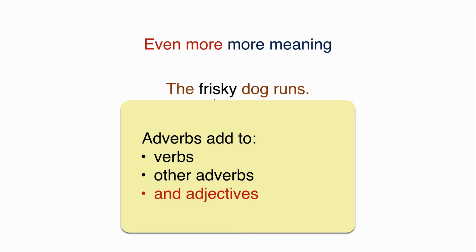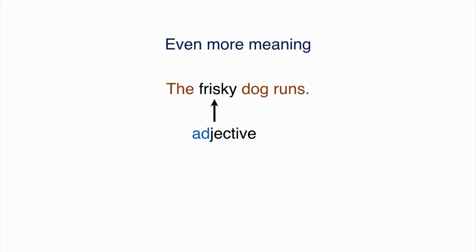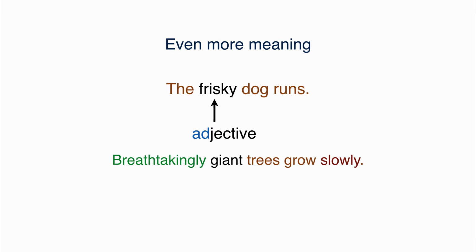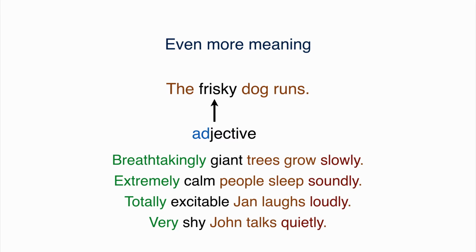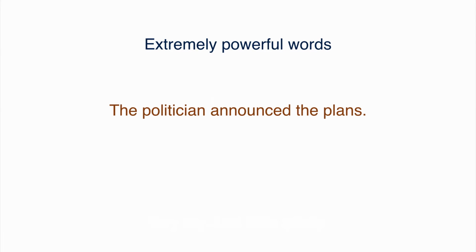So here are some more adverbs adding description to adjectives in this case. Breathtakingly giant trees grow slowly. Extremely calm people sleep soundly. Totally excitable Jan laughs loudly. Very shy John talks quietly. Okay, so enough of trees and sleepy, excitable, shy people. What has this got to do with critical thinking?